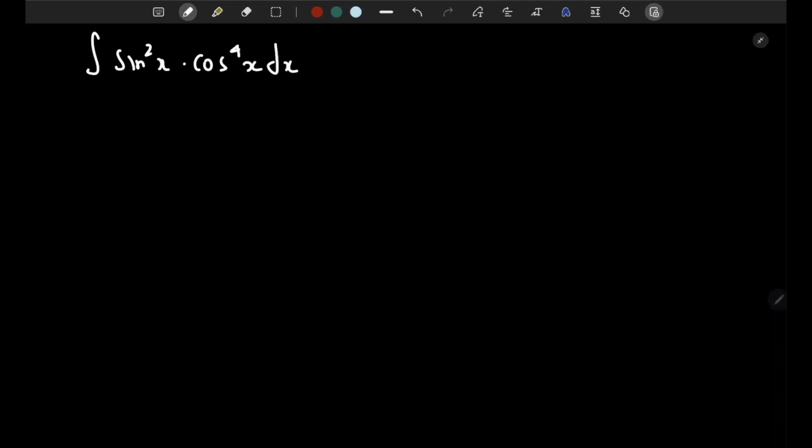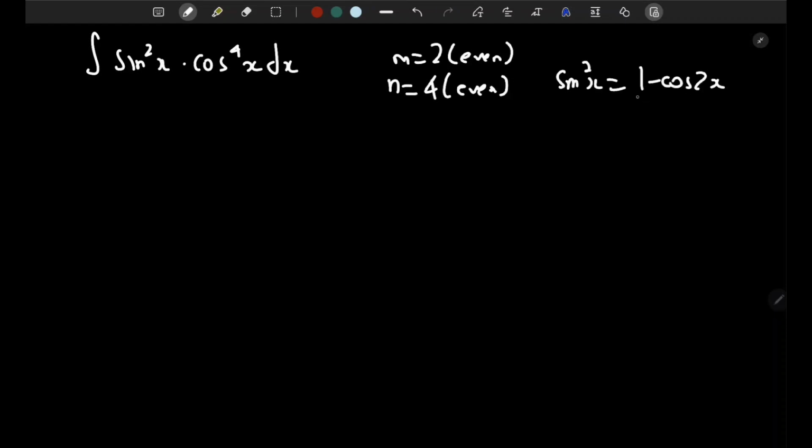dx. So what is our m and n? The power of sine here is m, which is 2 and it is even, and here n is going to be 4, that's also even. So here we are going to use the half angle identity, which is our third case, which is sine squared x is equal to 1 minus cosine 2x over 2, and cosine squared x is equal to 1 plus cosine 2x over 2. And you need to remember both of these, and the main thing is that the angle gets multiplied by 2, if you notice that.